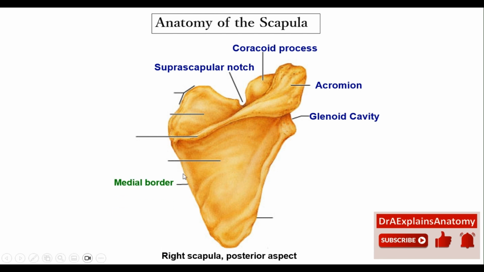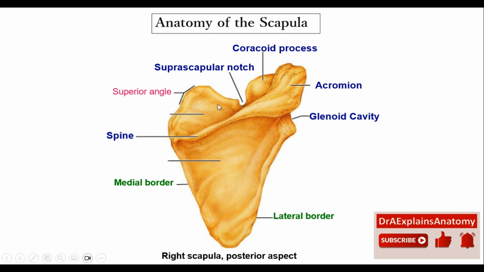This is the medial border, which faces toward the spinous process of all the vertebra, whereas this is the lateral border, the glenoid cavity on the lateral aspect. It is away from the midline of the body. So the midline of the body is right here where the spinous process of the vertebra are. This is the medial border. That is the lateral border, and we can see the glenoid cavity laterally. This is the superior angle.